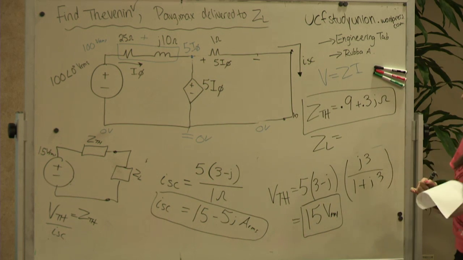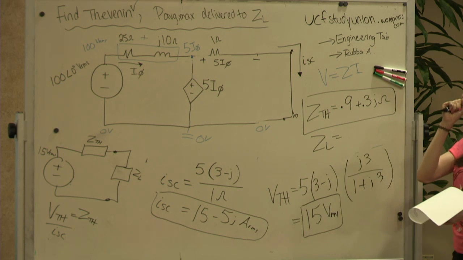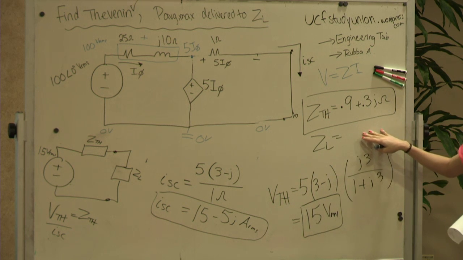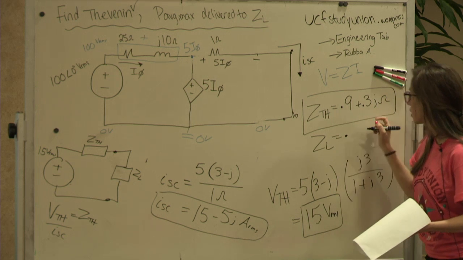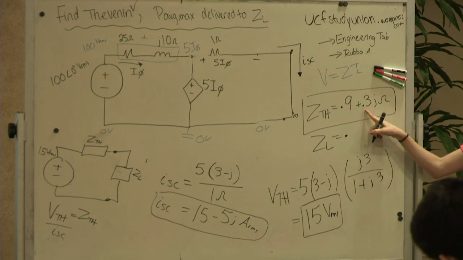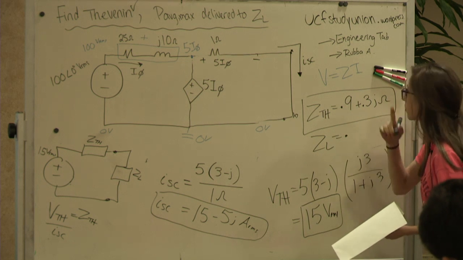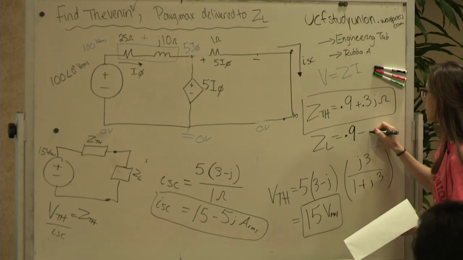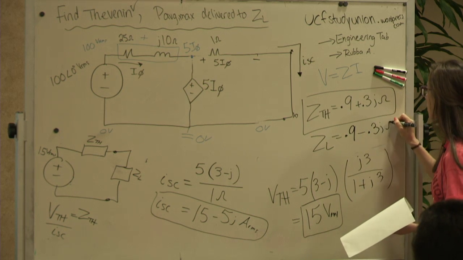The conjugate of that. Back in chapter 4, our load would just equal our Thevenin, but with complex numbers, it's going to equal the conjugate, which is basically just the opposite sign of the imaginary part. So we don't make the whole thing negative, we just make the complex part negative. So 0.9 minus 0.3J ohms.